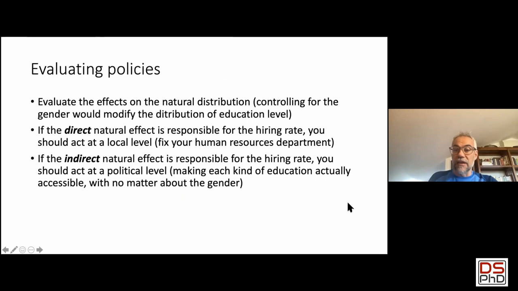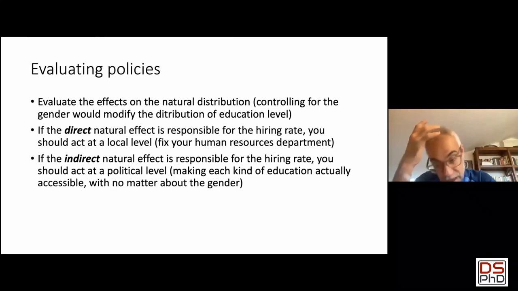Why should you, of course, evaluate direct and indirect effects? The first thing is that you want to evaluate policies, ways of behavior, and you have to evaluate this on the natural distribution, because you can't do experiments trying to hire only male or only female, or modify the population by being only male or only female. This would be highly unrecommendable. You want to evaluate the effects on the natural distribution.